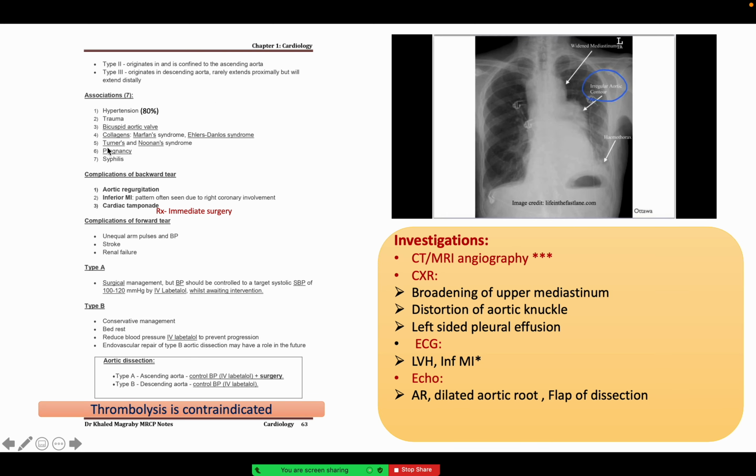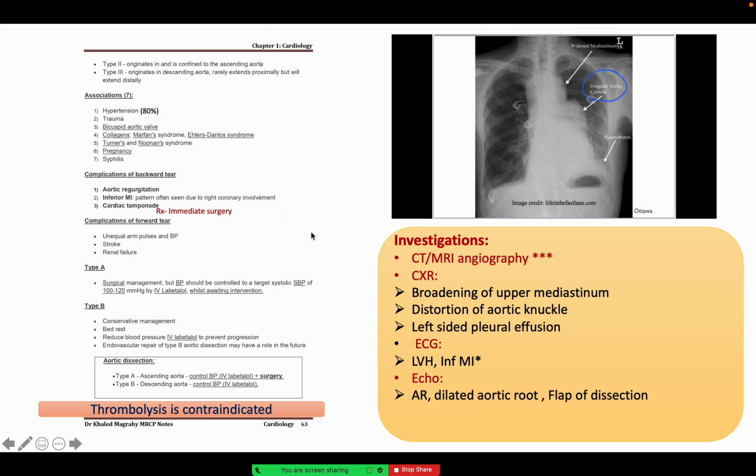Also, if the patient has Turner syndrome or Noonan syndrome, or the patient is pregnant or has syphilis, it will be very easy for him to form this disease. So these are the diseases associated with aortic dissection.